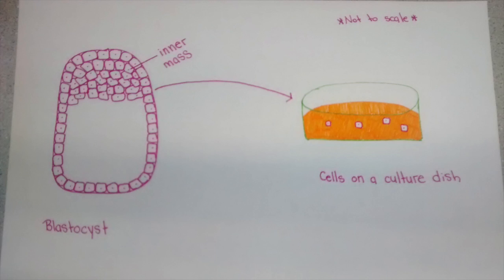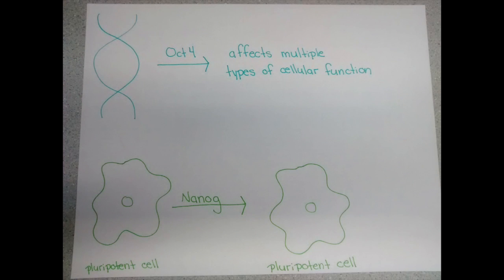In order for these cells to differentiate into specific roles, certain transcription factors must be present in the undifferentiated cells. Specifically, the OCT4 and NANOG transcription factors allow embryonic development and the differentiation of these embryonic stem cells. OCT4 assists in regulating genes that affect multiple types of cellular function. NANOG works to sustain pluripotency in embryonic stem cells.